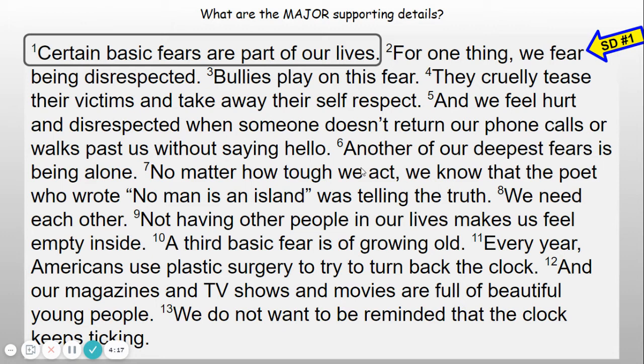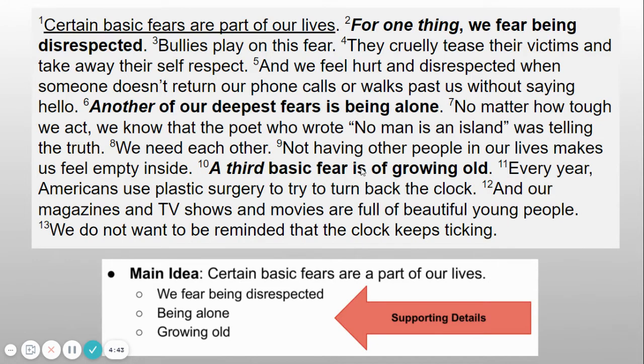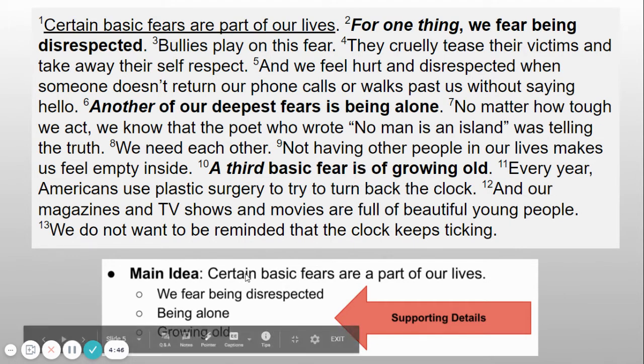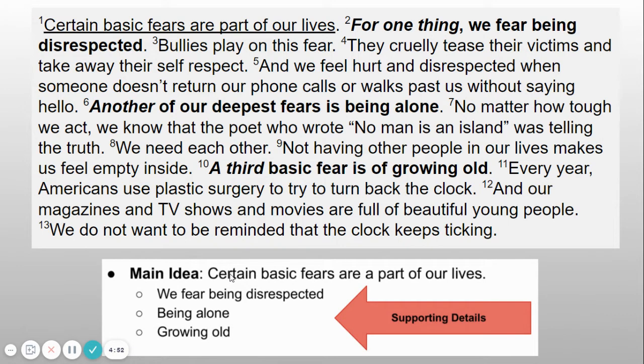And then what's the next fear we have? I'm going to go down to where it says, another of our deepest fears is being alone. And then for the last one, I'm going to go down to where it says, a third basic fear is of growing old. So you put that all together, and our supporting details are the three fears that this passage talks about. One, the fear of being disrespected. Two, the fear of being alone. And three, the fear of growing old.